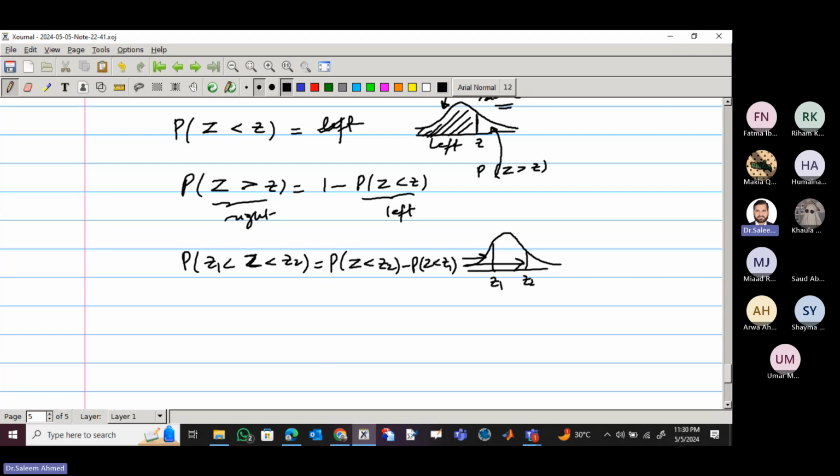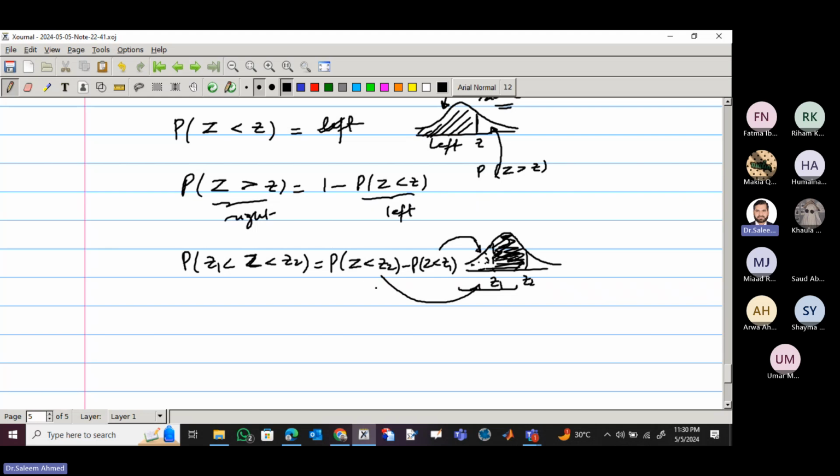Okay, so take the area of this and subtract this one, and you will get the middle one. For example, if I find the area below Z1, I get this whole area on the left, but I don't want this area, so I can subtract it from the whole area. This is this area, and this was the whole area from here to here. So if you subtract the smaller one from the bigger one, you get the area between the two of them.